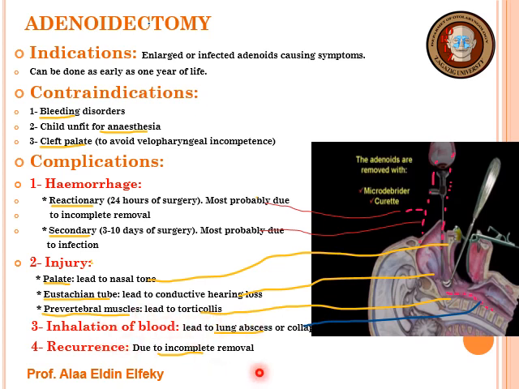Then inhalation of blood. Why during operation can you inhale blood here? Because there is no cuff in the endotracheal tube. The endotracheal tube should have a cuff to prevent inhalation of blood or the adenoid tissue into the chest. If this does not happen, the patient may develop lung abscess or lung collapse. Then the last complication is recurrence, and this is usually due to incomplete removal.